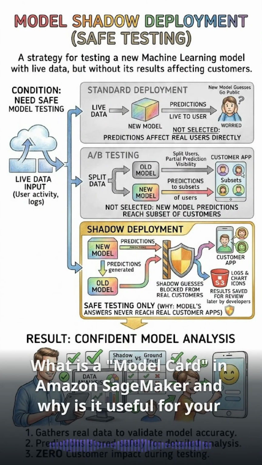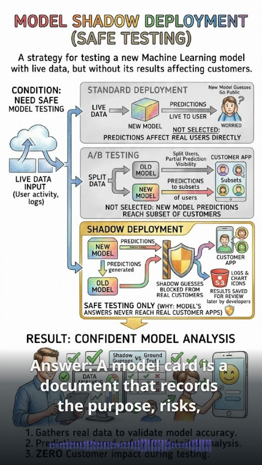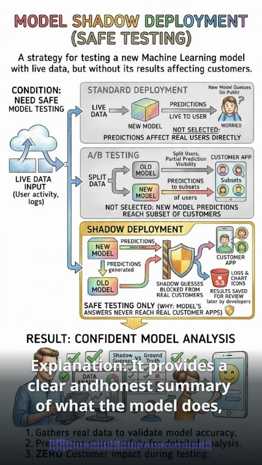94. What is a model card in Amazon SageMaker and why is it useful for your company's compliance? A model card is a document that records the purpose, risks, and performance scores of a machine learning model. It provides a clear and honest summary of what the model does, which is very important for legal and ethical reviews.